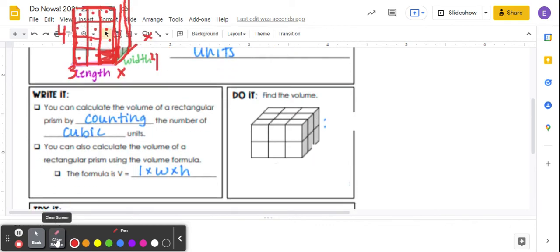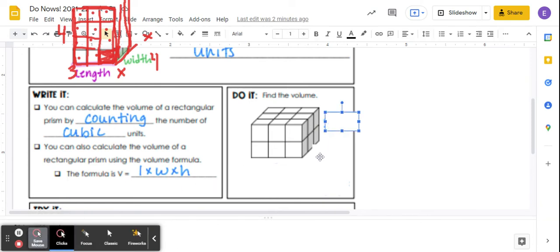So when you do it here, you're going to be counting up. So go ahead and see if you can find the volume here. You can pause the video and try it on your own. Great. So here we go.